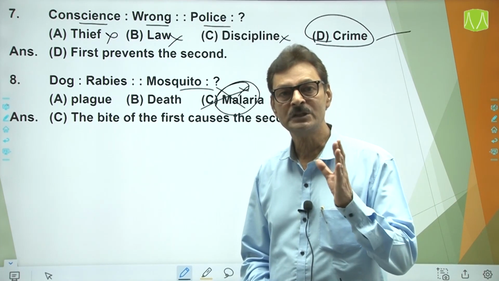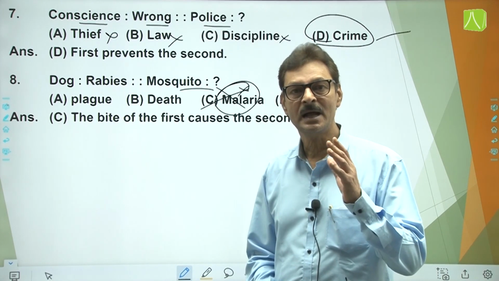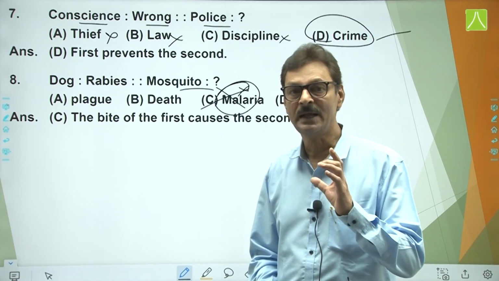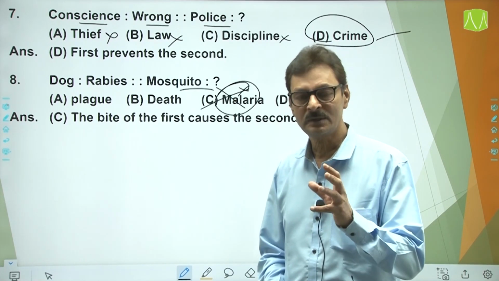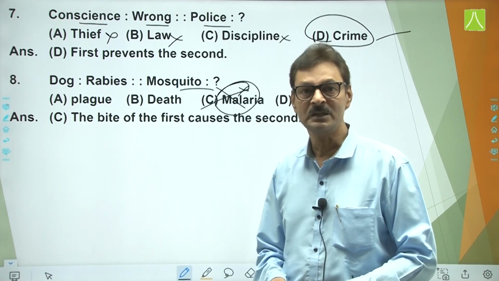Flower is to bouquet. Similarly, lion is to what? Group of lions is called as a pride of lions. Yes. So, or you can also get something where a person, animal stays.